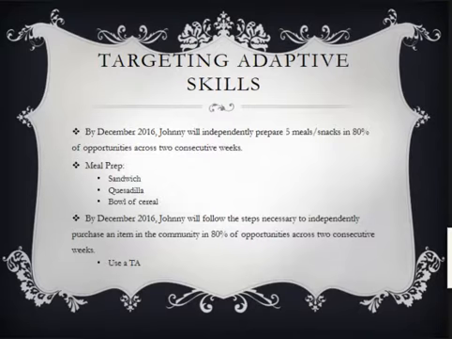Another goal you might see is Johnny will follow the steps necessary to independently purchase an item in the community in 80% of opportunities across 2 consecutive weeks. Anytime you see a goal that says follow the steps necessary to, it means you're going to be using a task analysis. Your supervisor would make that for you and provide that to you. Any questions about task analysis? Have you used it?